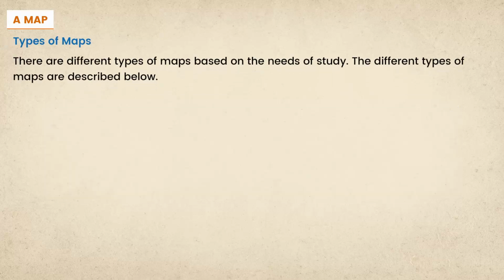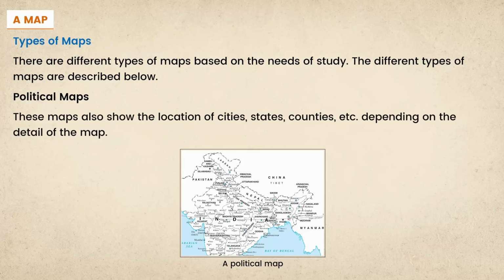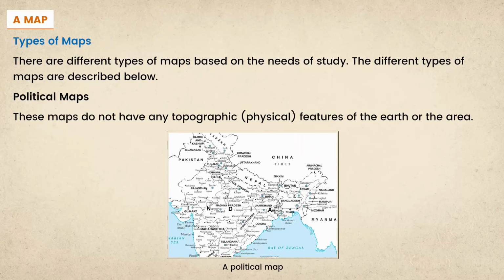Types of maps. There are different types of maps based on the needs of study. The different types of maps are described below. Political maps. Maps showing political and administrative boundaries of important cities, states and countries are known as political maps. These maps also show the location of cities, states, counties, etc. depending on the detail of the map.